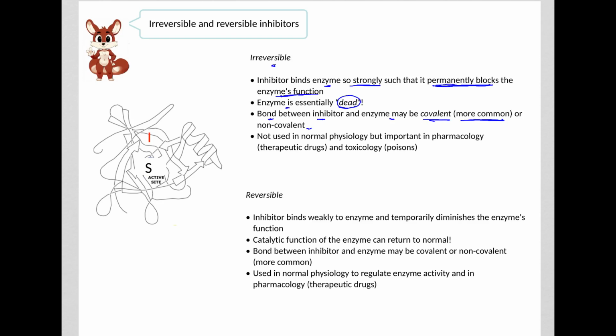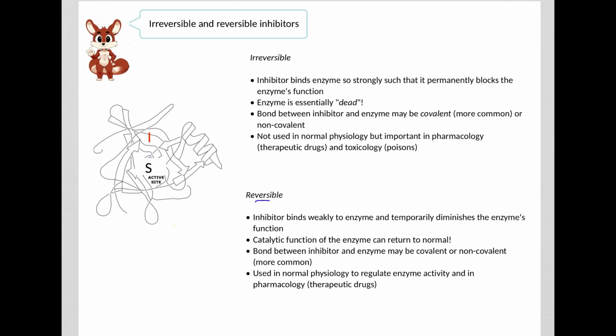Irreversible inhibition is not a common strategy that is used by the human body to regulate enzymes. However, it is very important in pharmacology when we deal with therapeutic drugs, and it's also very important in toxicology when we deal with poisons.